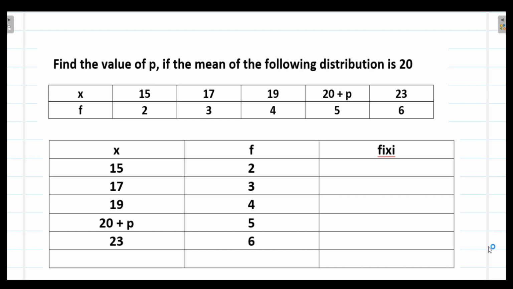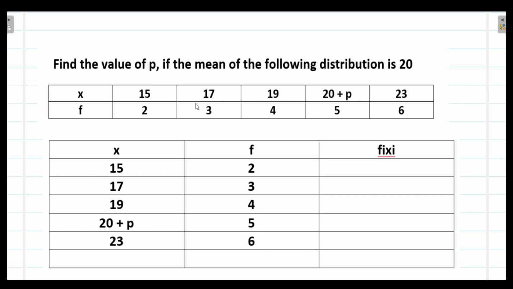And in the previous episode, we have seen how to find the mean using the direct method. But today we are going to see how to find P, or how to find the missing frequency. Friends, here is a question on the screen. Find the value of P if the mean of the following distribution is 20. Here the mean of the distribution is given as 20 and we have to find the value of P.